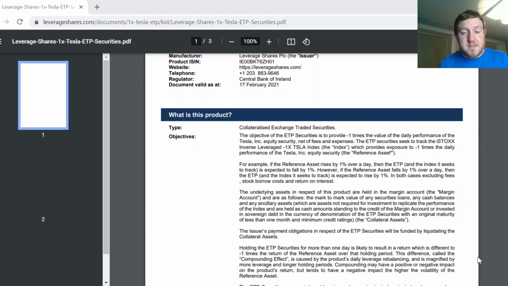So essentially what this is saying is these products are just designed to hold for one day and one day only. If you hold them for more than one day, the return won't match the 2x that it is set out to do, because at the end of every day they need to rebalance the leverage that they have in the product, and this will affect the returns. So this is an important point to remember. So these are only designed to hold for one day.